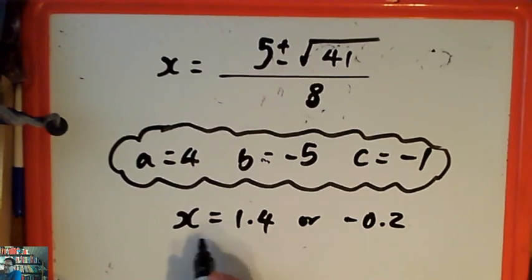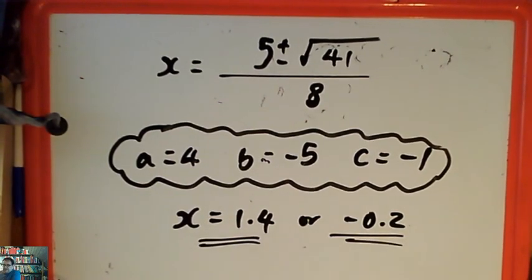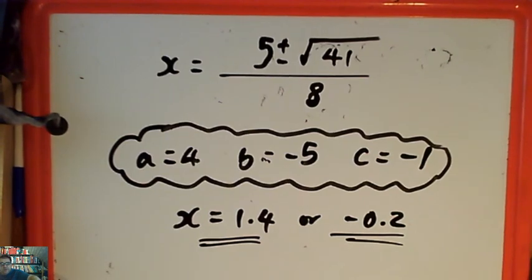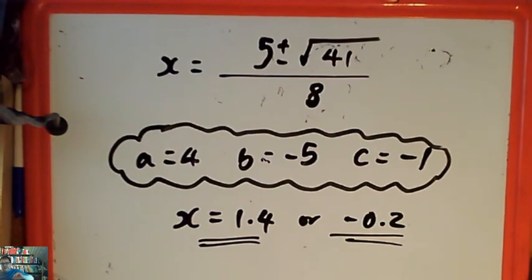So I've written those down, and all that remains is to put them in my iMaths. So x equals 1.4 or minus 0.2, and let's mark it. 10 out of 10, that's encouraging.